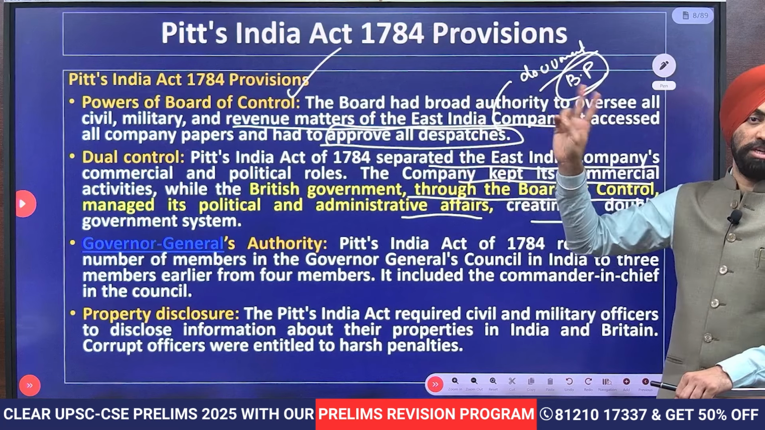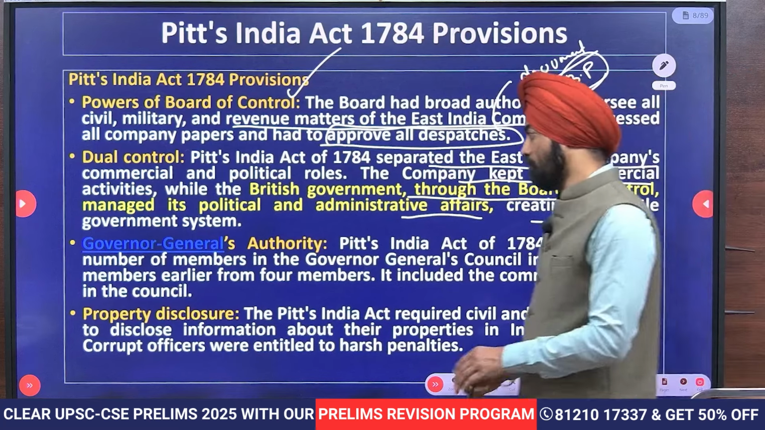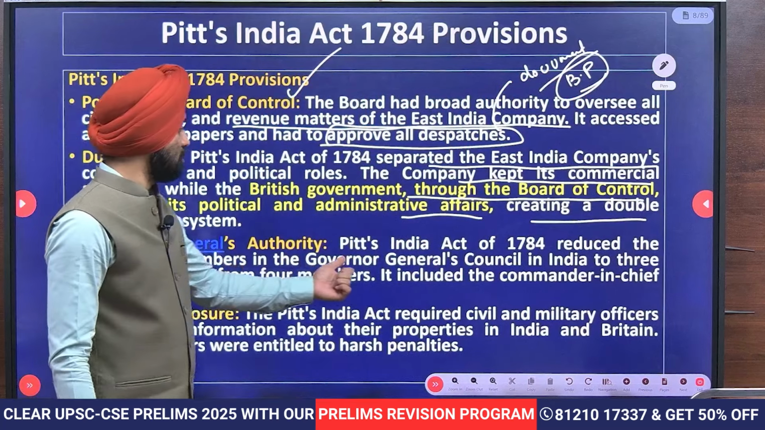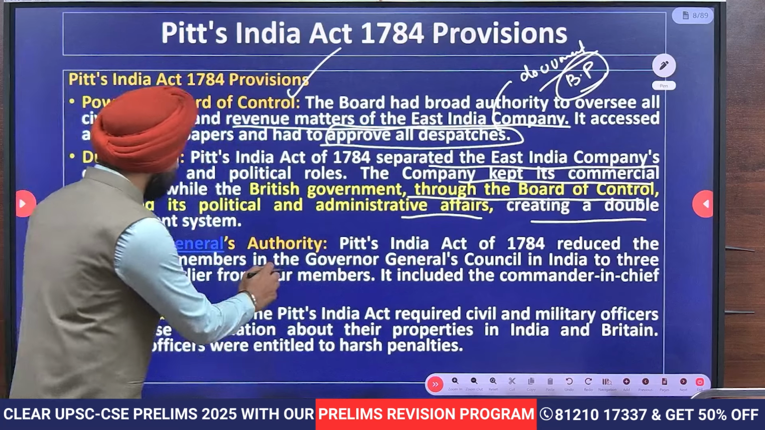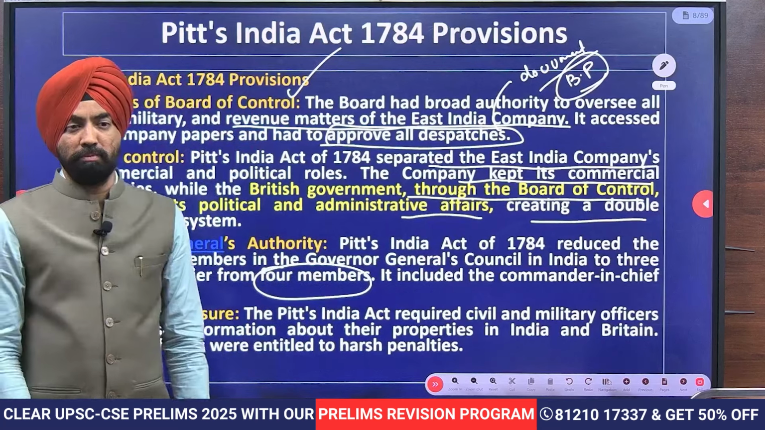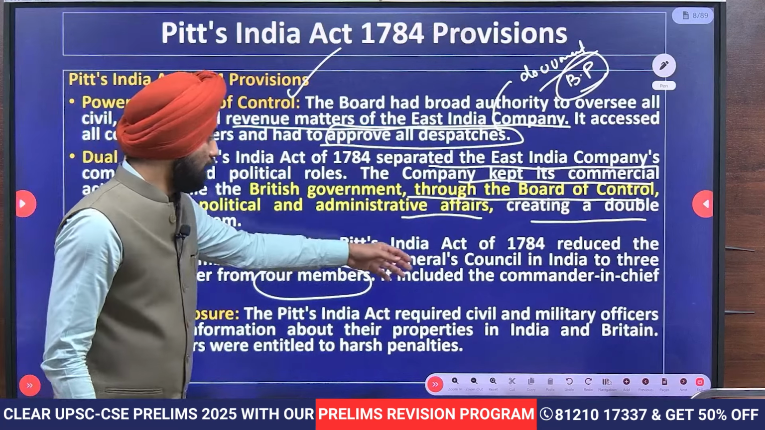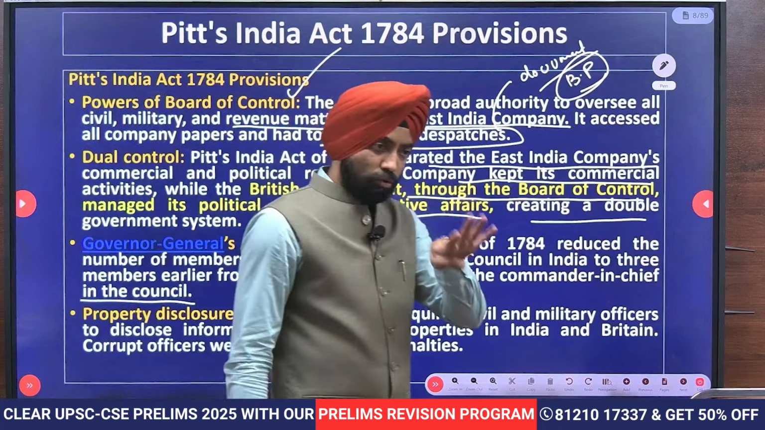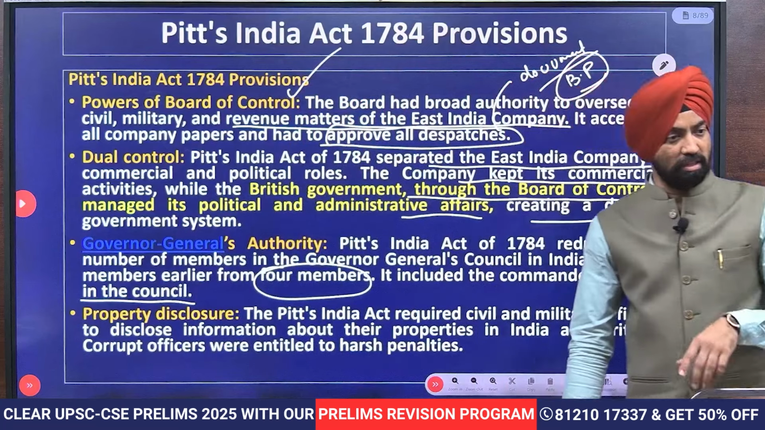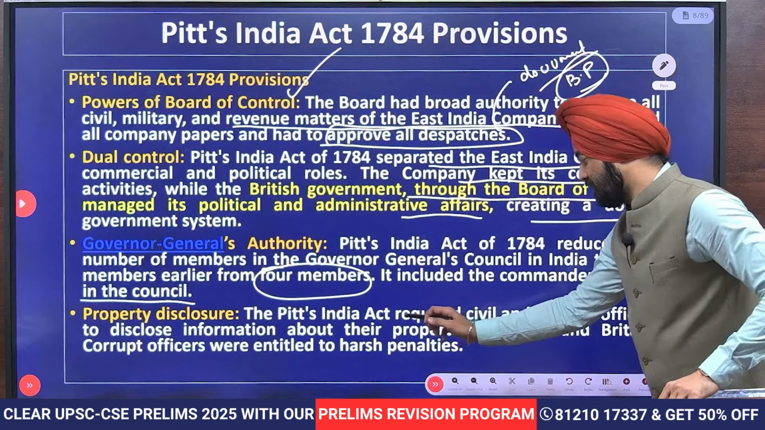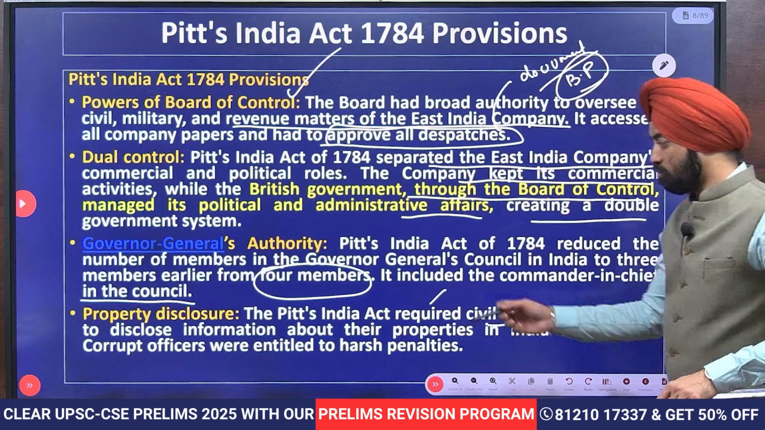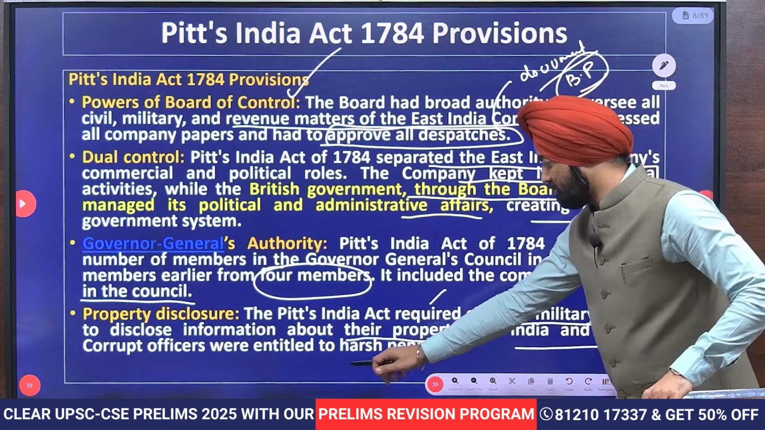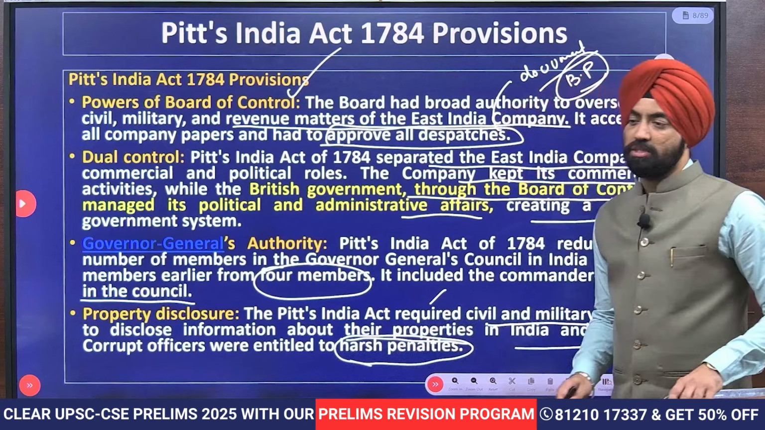So a confusing statement may come and you will get confused. 1784, and the Governor General's authority: the Pitt India Act reduced the number of members in the council in India to 3 from the earlier, how many members? 4 members were there earlier. Now it reduced to 3. It included the Commander-in-Chief in the council, meaning that the 4 members included the Commander-in-Chief in the council. The Pitt India Act required the civil and military officers to disclose information about their properties. In India and Britain, corrupt officers were entitled to harsh penalties.